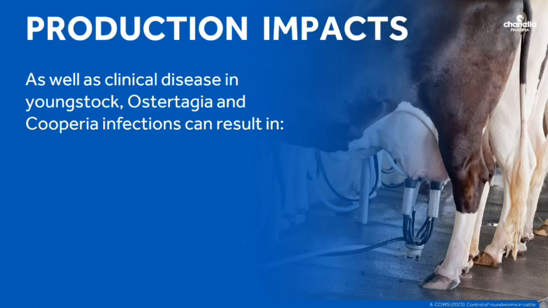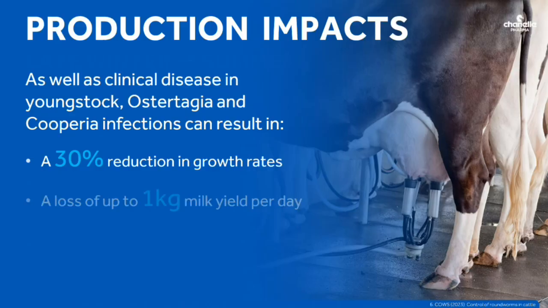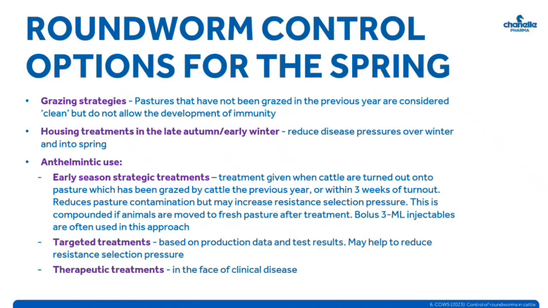There are significant production impacts from both Ostertagia and Cooperia, and these can result in a 30% reduction in growth rates and a loss of up to 1 kilogram of milk yield per day in adult milking dairy cows. How can producers deal with these spring roundworm issues? Well, there are a number of things to consider here. The first is grazing strategies. Pastures that have not been grazed in the previous year are considered clean, which is good in terms of the worm challenge, but they don't, however, allow the development of acquired immunity.